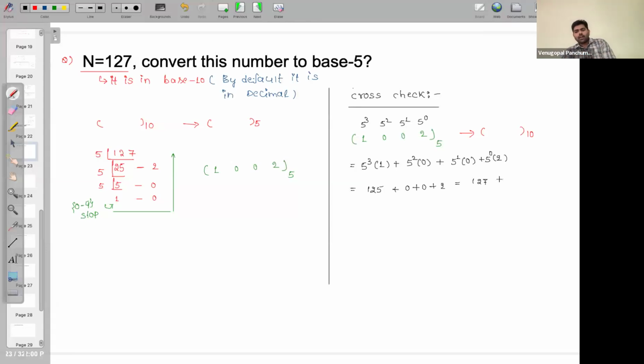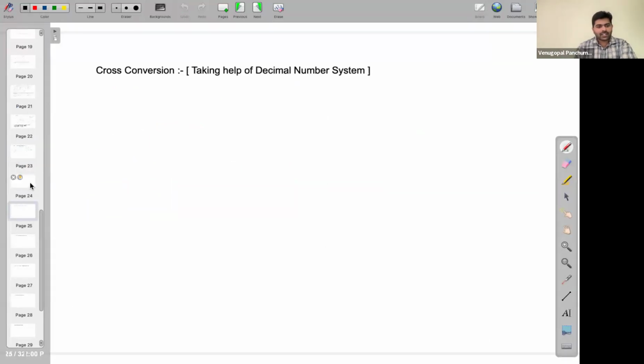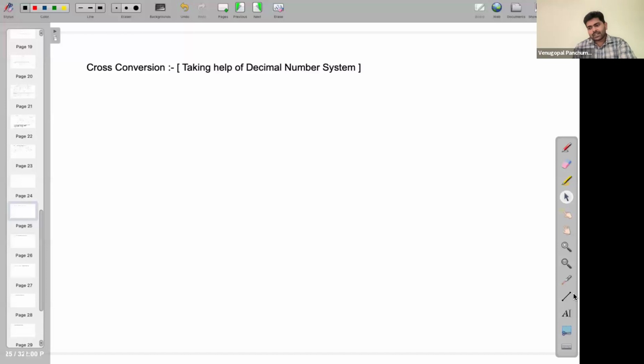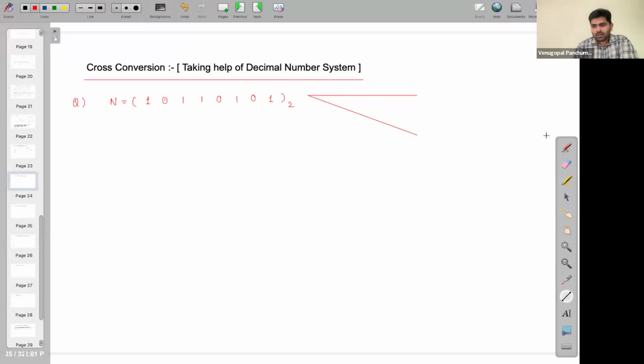So far, whatever we have seen, friends, these are simple things only. Now, let's do some cross conversions. See carefully here. What is meant by cross conversion is, for example, n is equal to this number, and let's say this number is in base 2. Now I want to convert this number into another base.